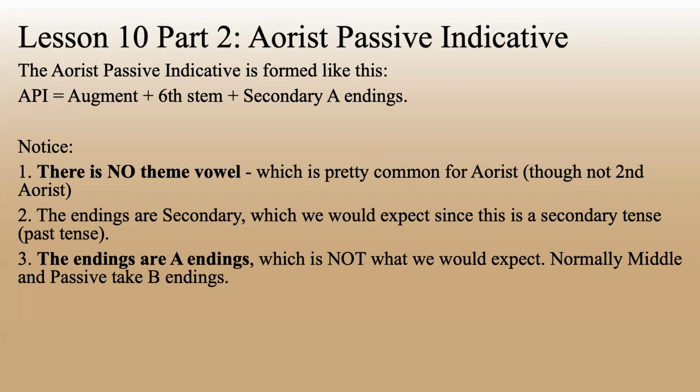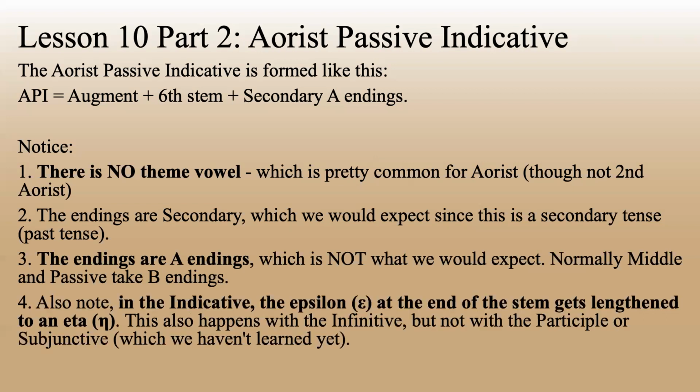Normally, middle and passive take B endings. Now, this is actually an exception that we're going to see across the board when we get to other moods. We haven't studied any other moods yet, but when we do, the aorist passive subjunctive is also going to take A endings. For the aorist passive imperative, that's also going to take A endings. For some strange reason, aorist passives always take A endings. Now, the secondary and the primary will still follow what it would normally do, but they're going to take A endings. So just log that away as a very common but strange exception.